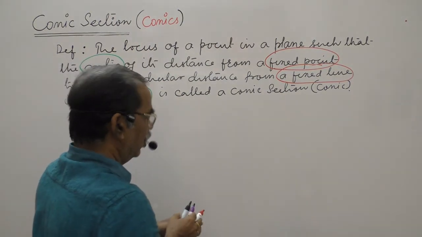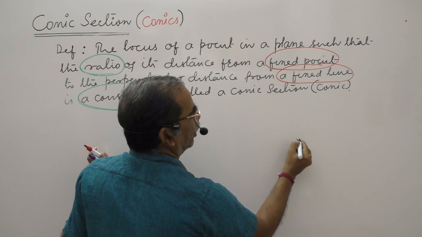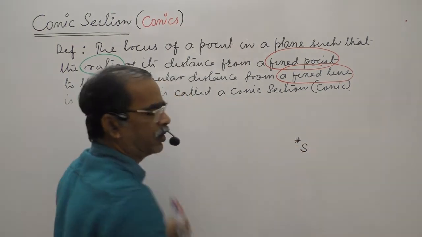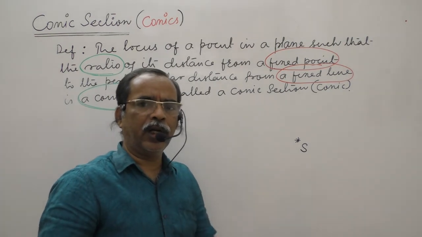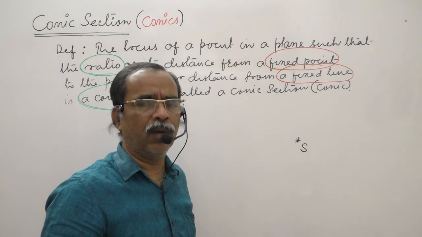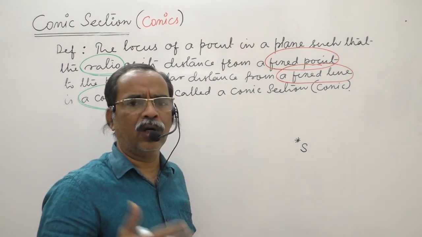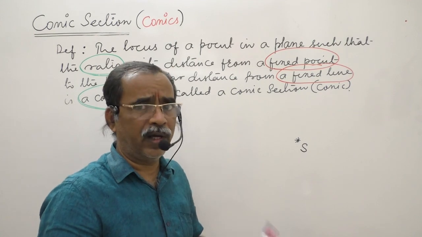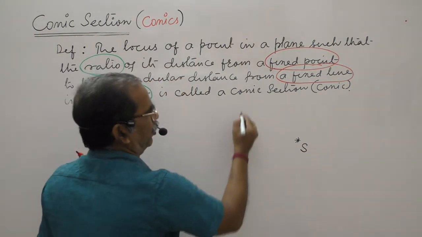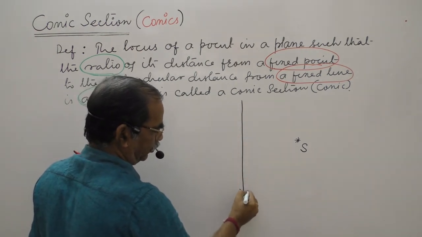So this is a plane. I will take a fixed point. Let capital S be a fixed point. That point can be any point, the origin or any other point, no problem. It can be a point in the first, second or third quadrant, or a point on the x-axis or y-axis, wherever. Let capital S be a fixed point. And I will take a fixed line.